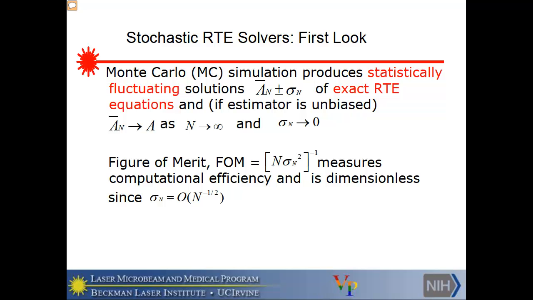Of course, the figure of merit for Monte Carlo is usually taken as the product of the number of photons times the variance, the square of the standard deviation, and you take the inverse of that. So the larger n is, the larger this combination is, the smaller would be the FOM.